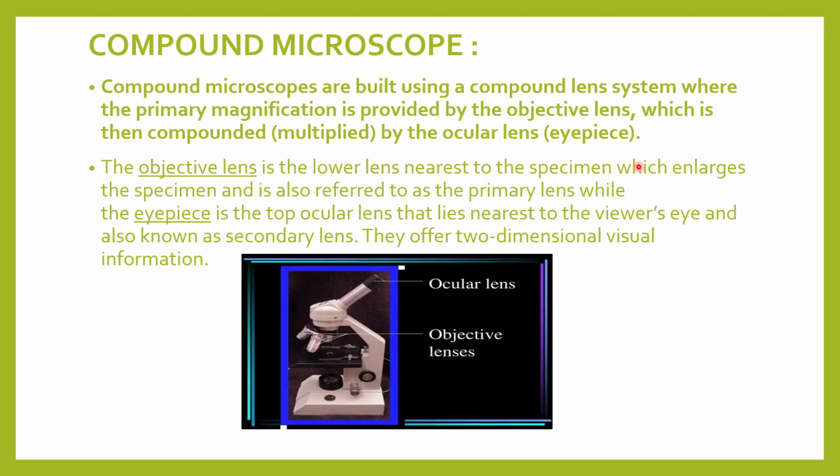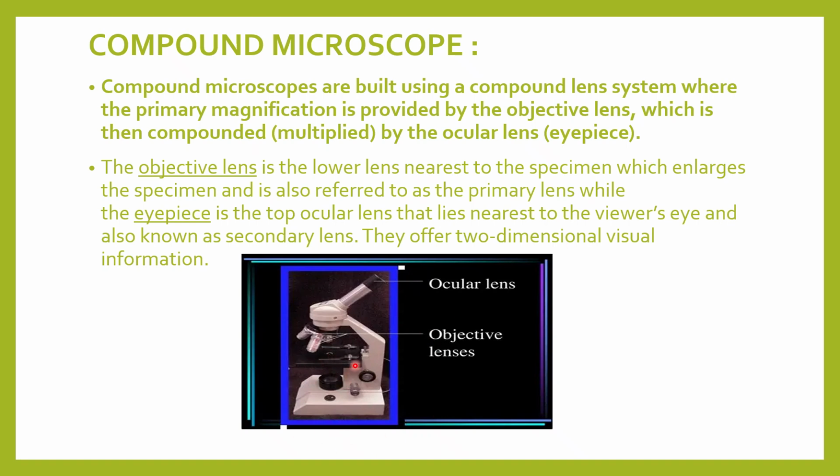Now here it is made up of compound lenses. What do you mean by compound lenses here? It's more than one lens. Usually it will be made up of two lenses. For primary magnification we use the objective lens, and apart from that we also use the ocular lens, which is called the eyepiece. As you can see in the picture over here, this is a compound microscope.